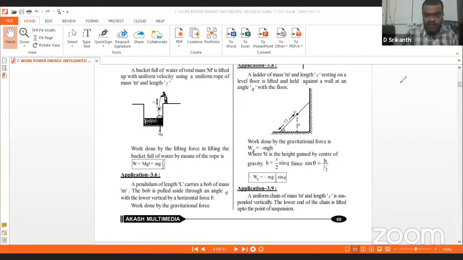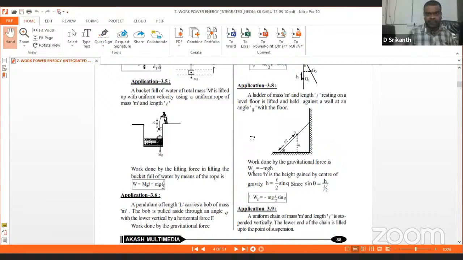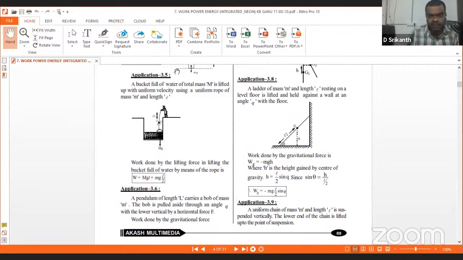See the next application, that is the 8th application. A ladder of mass m and length L resting on a level floor is lifted and held against the wall. Here we have a ladder with support from a horizontal surface and a vertical surface. This ladder makes an angle theta with respect to horizontal. They are asking to find the work done by gravitational force.